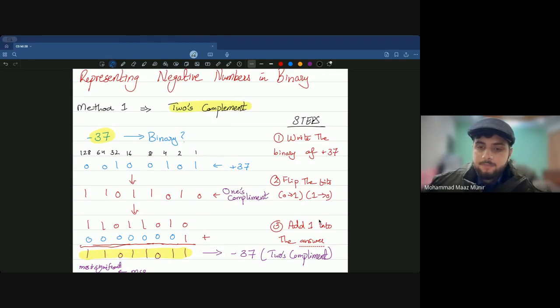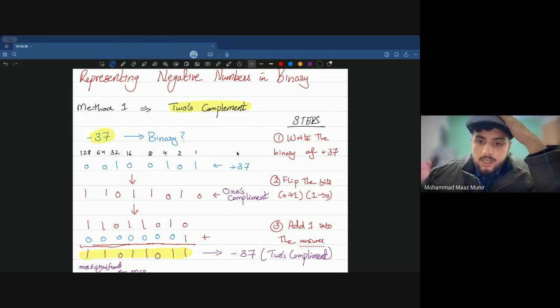Yes, Zulkarnain, send it in the chat box. Sir, are we supposed to write a minus sign with the very first digit? This one, this very first minus 128.